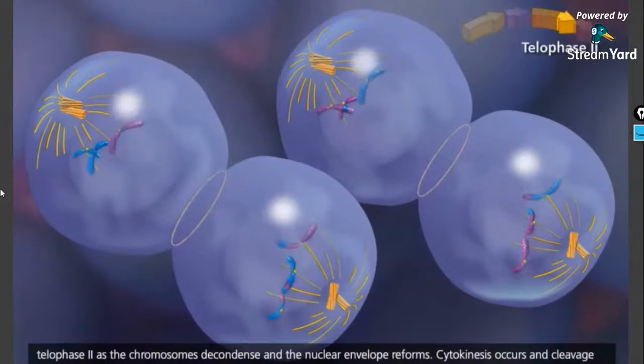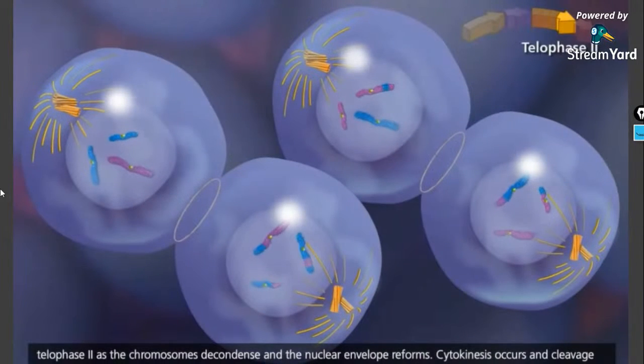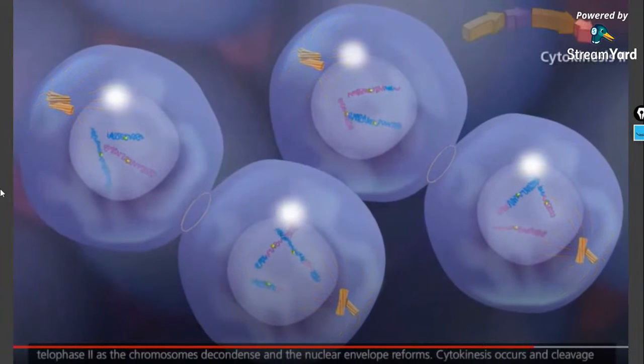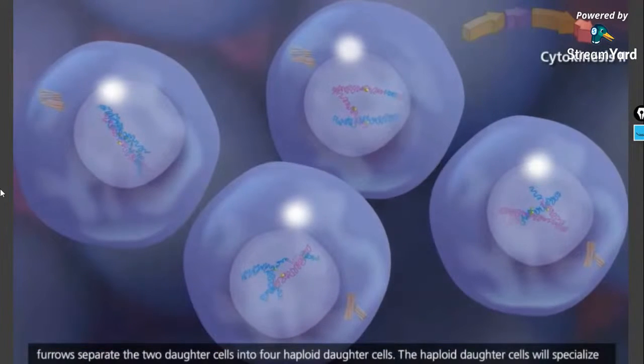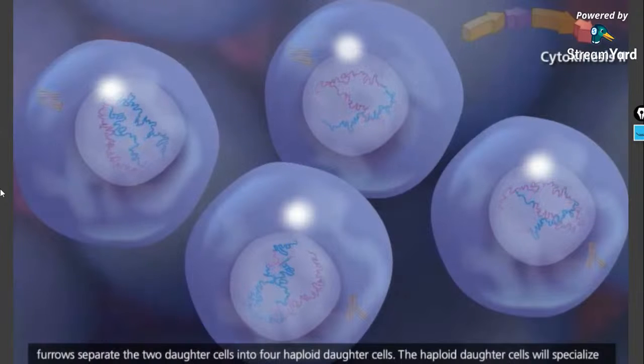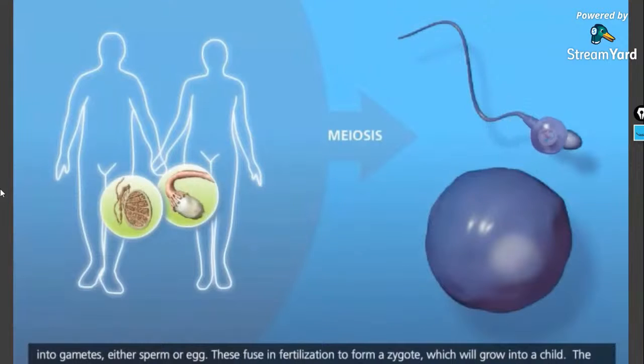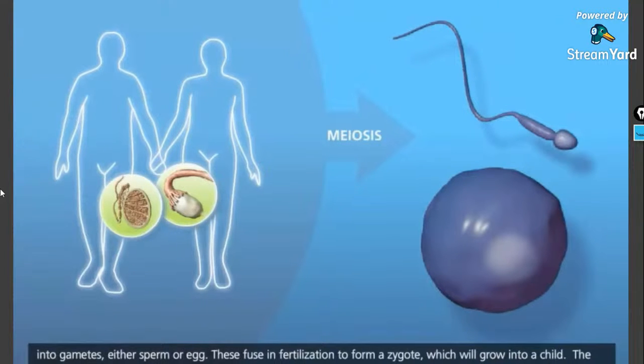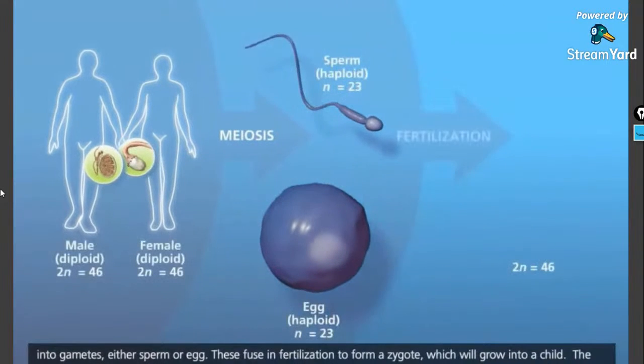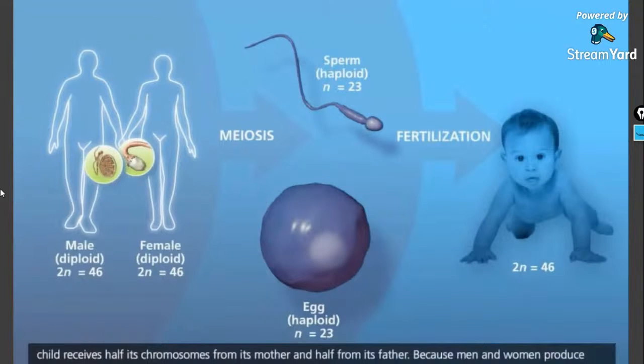Meiosis ends with telophase two, as the chromosomes decondense and the nuclear envelope reforms. Cytokinesis occurs, and cleavage furrows separate the two daughter cells into four haploid daughter cells. The haploid daughter cells will specialize into gametes, either sperm or egg. These fuse in fertilization to form a zygote, which will grow into a child. The child receives half its chromosomes from its mother and half from its father. Because men and women produce millions of gametes, and the selection of gametes in fertilization is random, this contributes to genetic diversity.